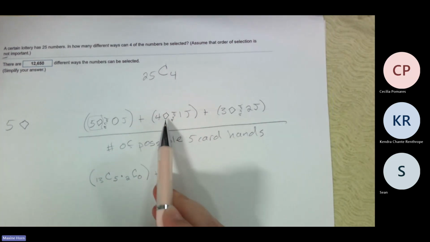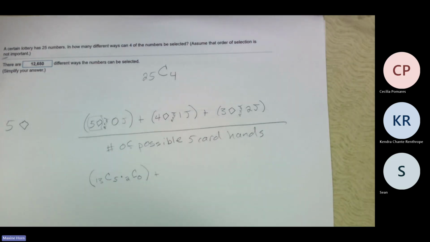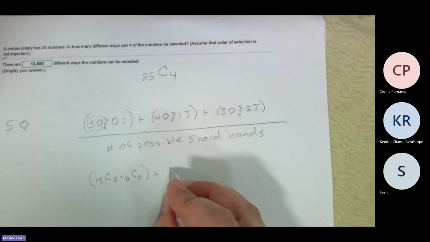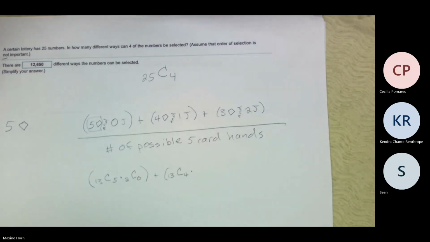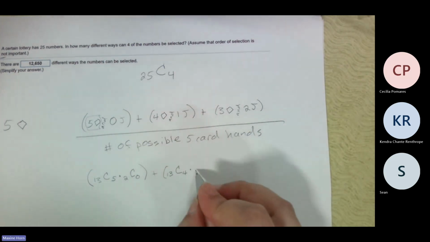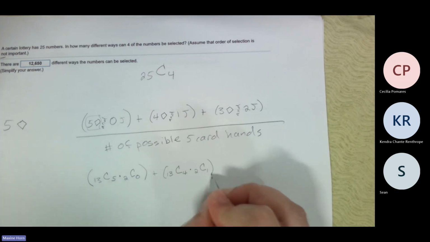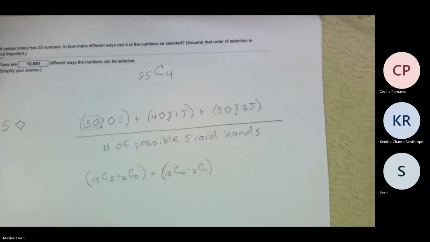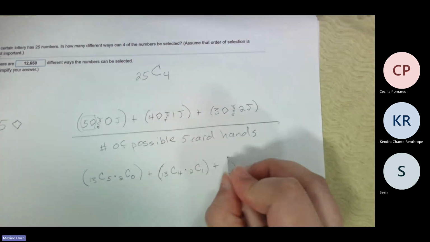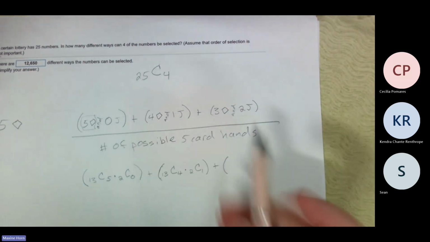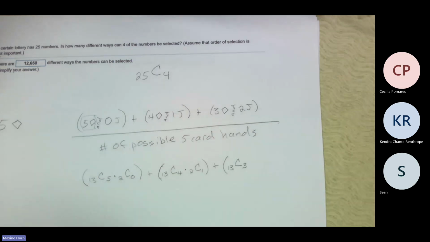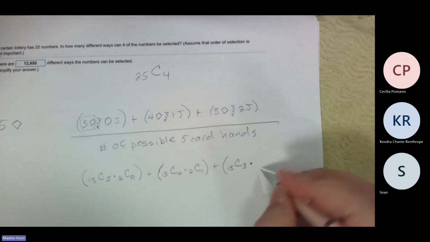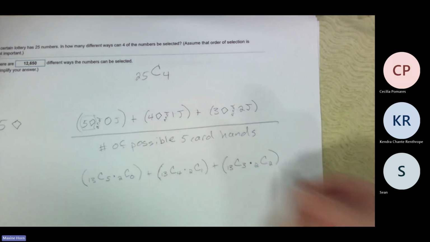All right, the 4 diamonds and 1 joker. How can I pull 4 diamonds? There's 13 diamonds to choose from, but I'm only going to pull 4 of them. And then how can I pull 1 joker? There's 2 jokers to choose from, and I'm going to pull 1 of them. We're going to add that to the 3 diamonds case. There's 13 diamonds to choose from, and I'm going to choose 3 of them, multiplied by how can I choose 2 jokers? There's 2 jokers, and I'm going to choose both of them.